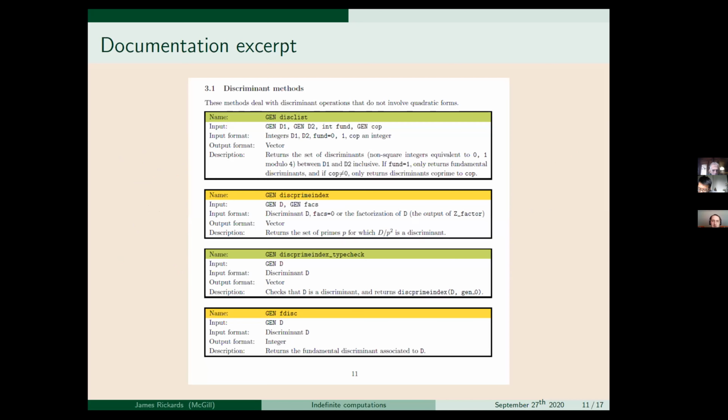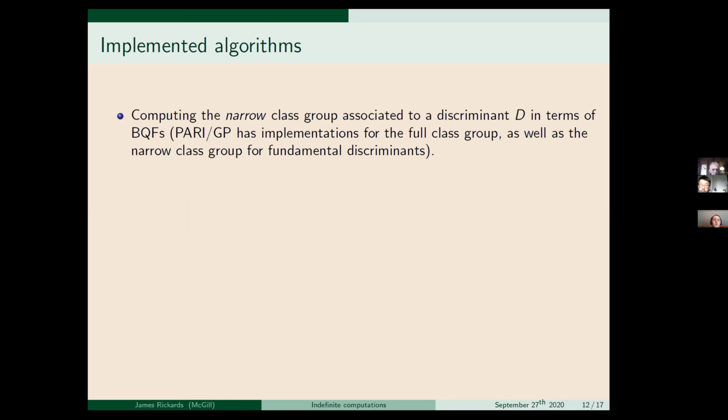So this is just a quick documentation excerpt. So what algorithms have I implemented and what are planned for this package? Well, computing the narrow class group associated to a discriminant D in terms of binary quadratic forms. This is something that's in PARI GP, but there's a slight twist. I couldn't seem to find it exactly in GP. You could either compute the full class group or the narrow class group if the discriminant was fundamental. But if you're in a situation with a non-fundamental discriminant for which the narrow class group is twice the class group, this didn't actually seem to be in PARI GP, or at least I couldn't find it.